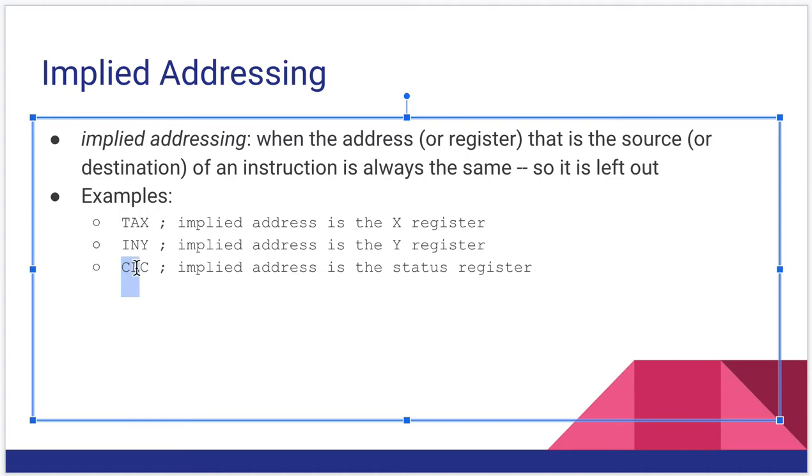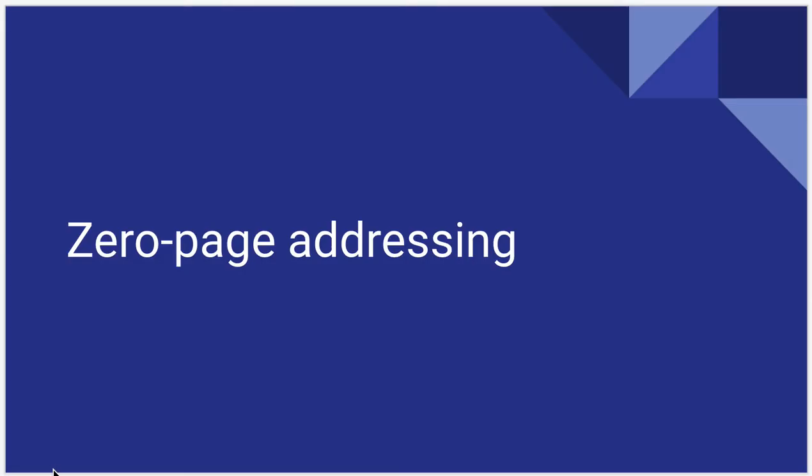Another one is clear the carry bit, and for this one, the implied address is the status register. So these are three examples of instructions that effectively don't have a parameter. There's no address or immediate or anything after it for it to do its job. It can do it without those. So those are the simpler addressing modes. Let's move on to some that are a little hairier, I guess we'd say.